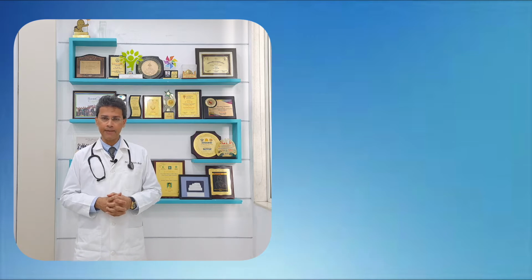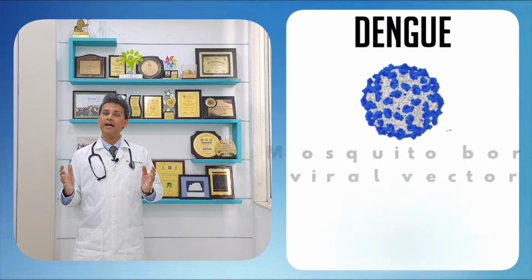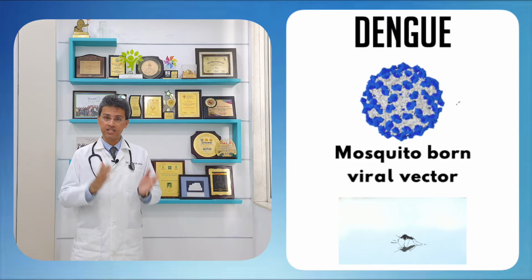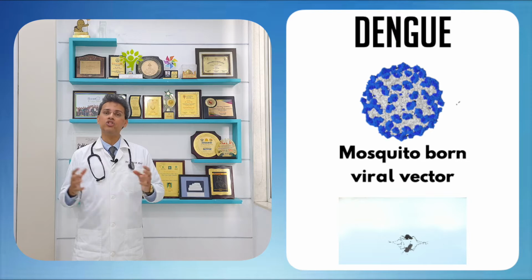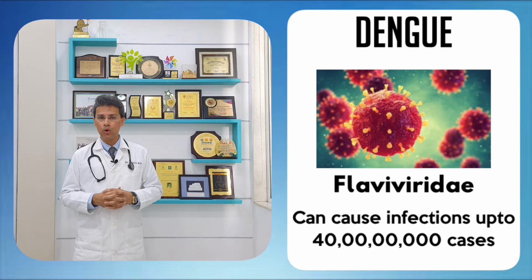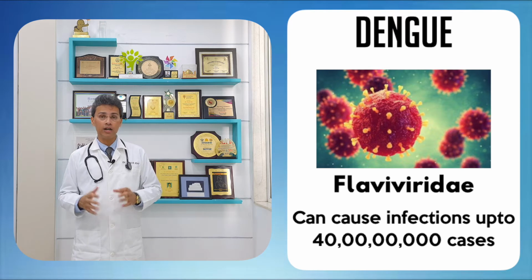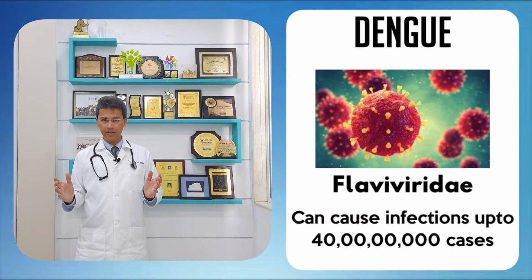Dengue is caused by a virus that's a mosquito-borne viral vector. This virus belongs to the family called Flaviviridae, and it is known to cause infections in around 400 million cases around the world every year.